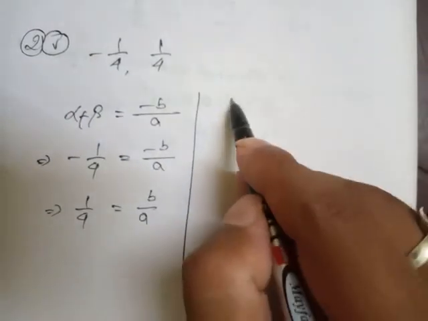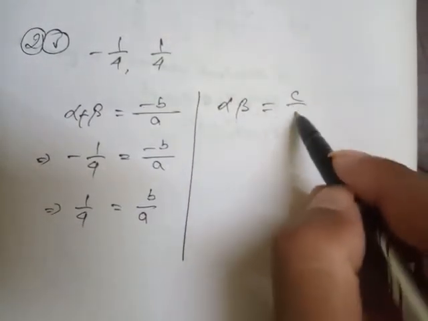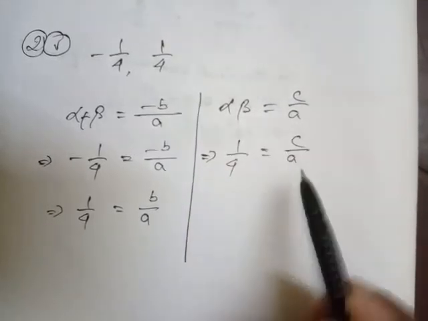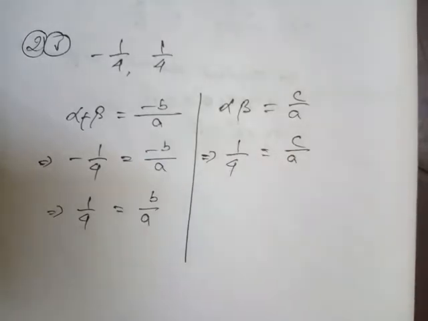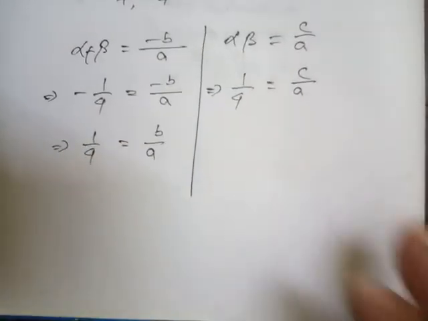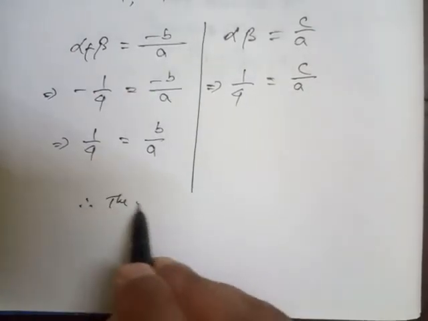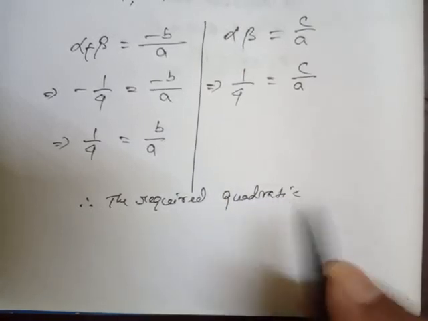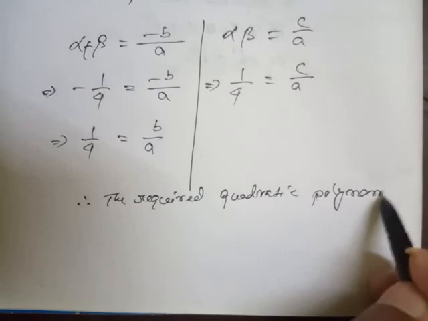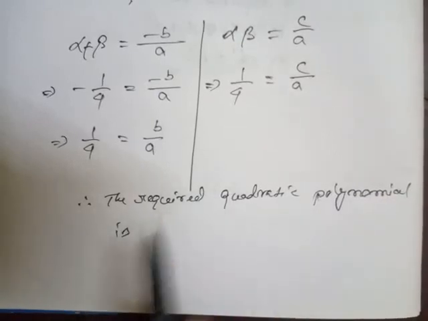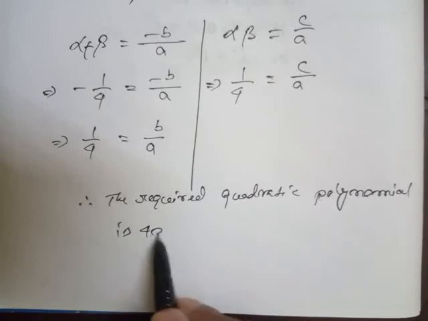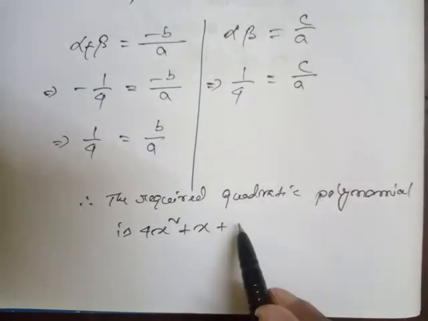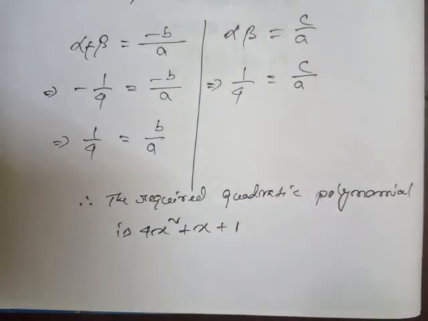Now alpha into beta means the product of the zeros equals c by a. The product of the zeros is also given as 1 by 4 here, then c by a. Now a is 4, c is 1, and here a is 4, b is 1. So our required equation would be, therefore the required quadratic polynomial is ax square. A is 4, which means 4x square, b is 1 plus x, and c is 1 also, which means 4x square plus x plus 1.